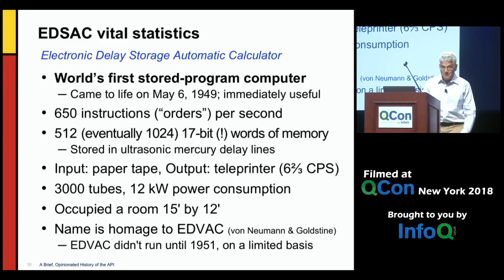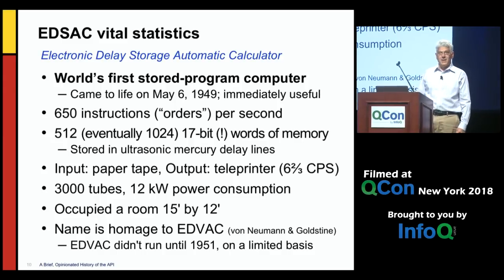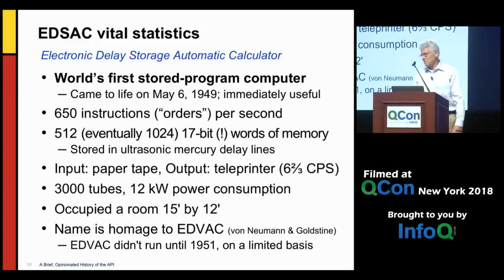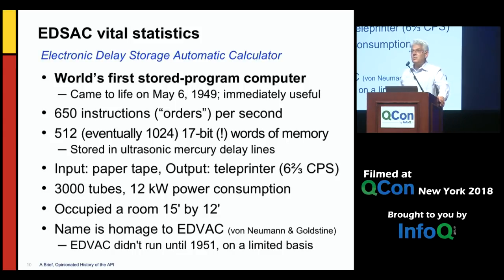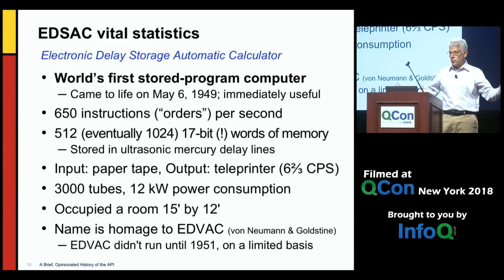Input was paper tape. The output was a teleprinter. It ran at a blistering 6 2/3 characters per second. So, never complain about your network speeds, because that's what they had to put up with then. It used 3,000 vacuum tubes. It used 12 kilowatts of power, and it occupied an entire 15 by 12 room.